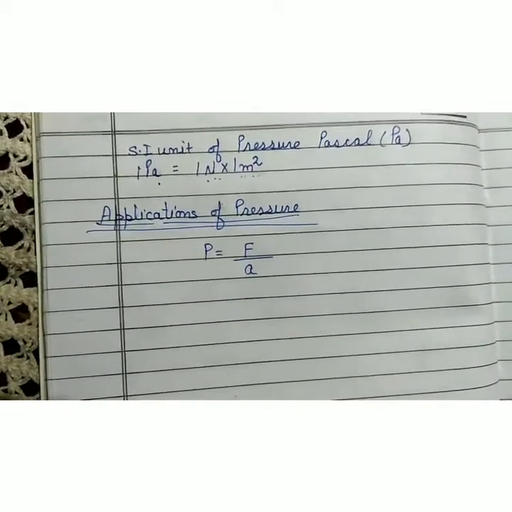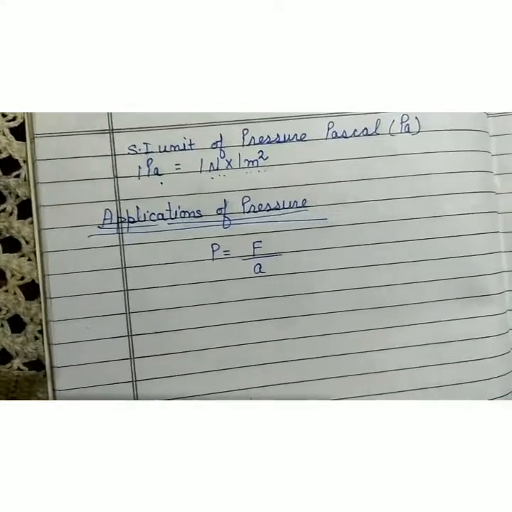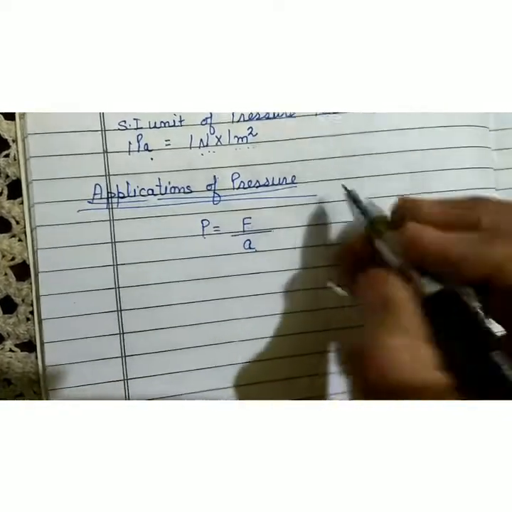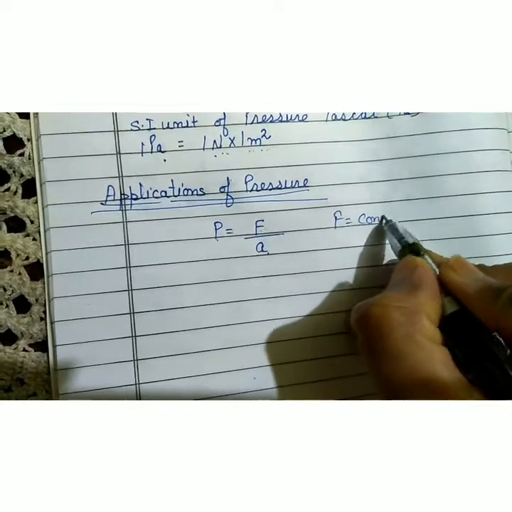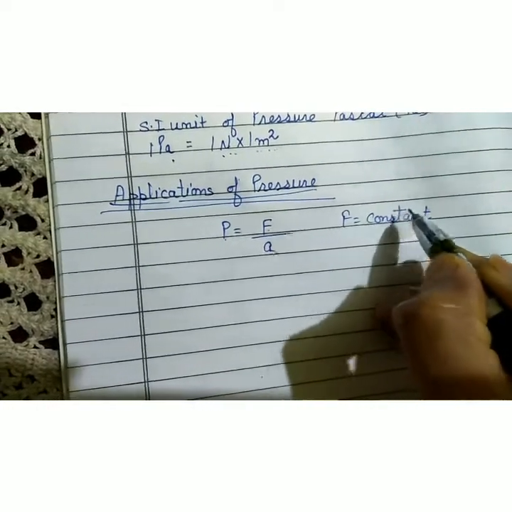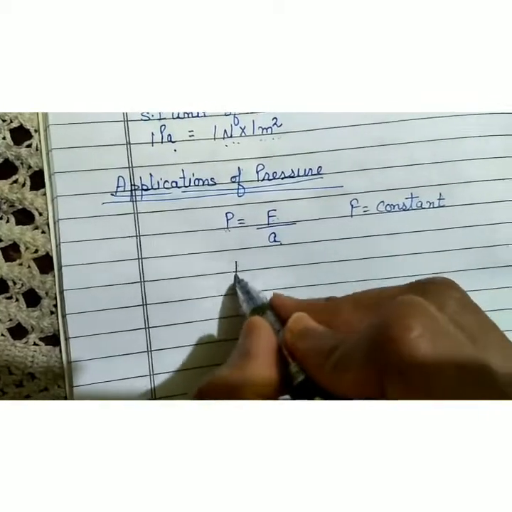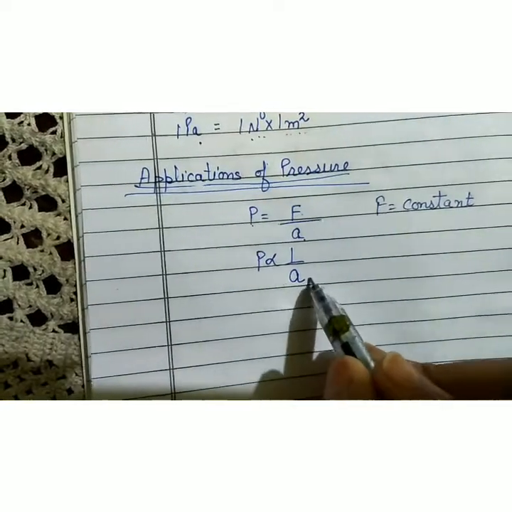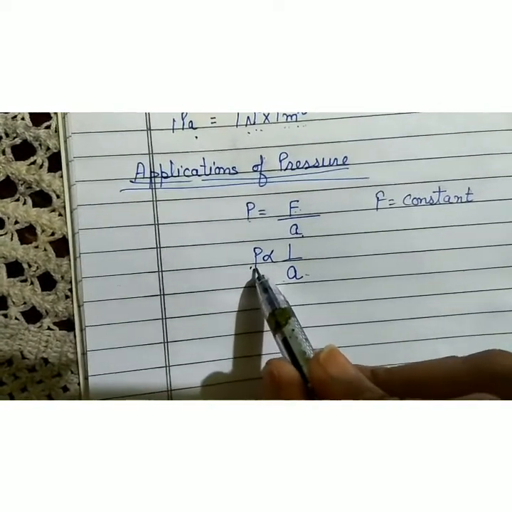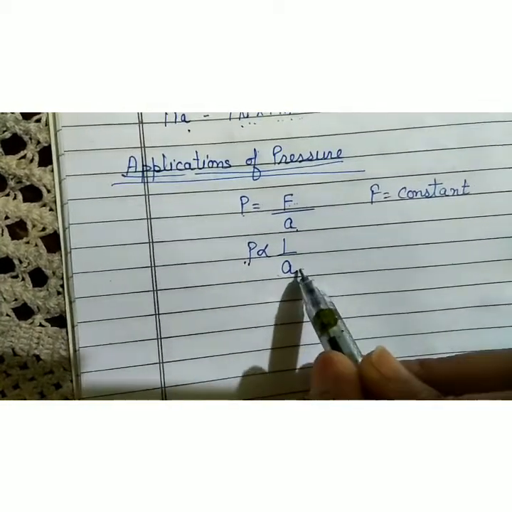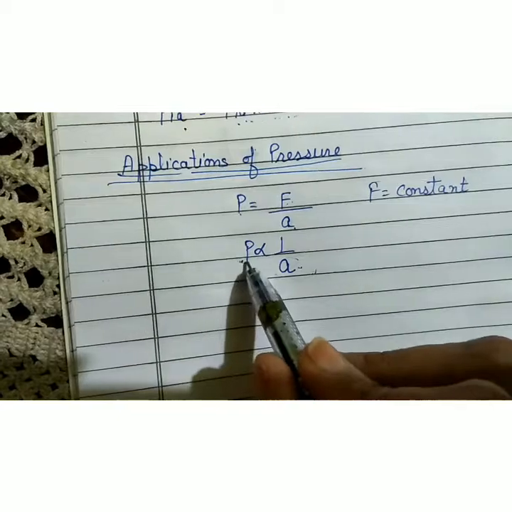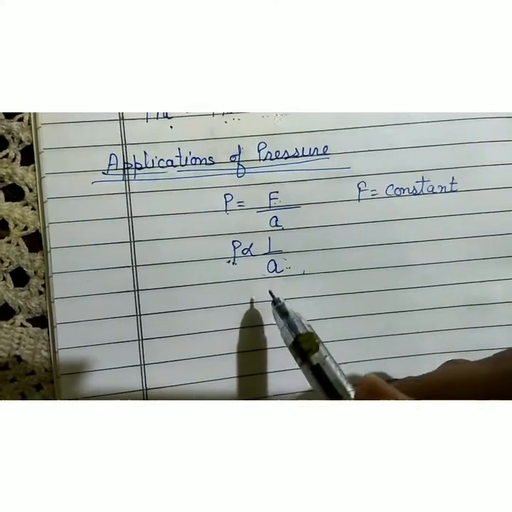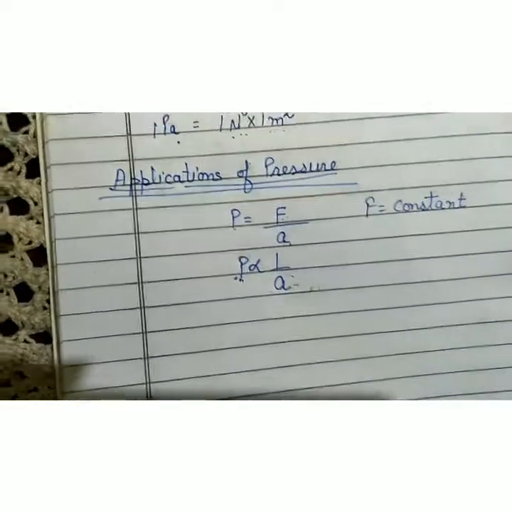Now students, there are so many applications of pressure. As we already know, pressure is defined as force per unit area or thrust per unit area. If we keep the force constant, meaning the force applied on the object remains constant, then pressure is inversely proportional to area. That is, if the area of contact is more, then the pressure exerted on the object is less, and if the area of contact is less, then the pressure exerted on the object is more. Now this phenomenon is used in various activities and objects in our day-to-day life.